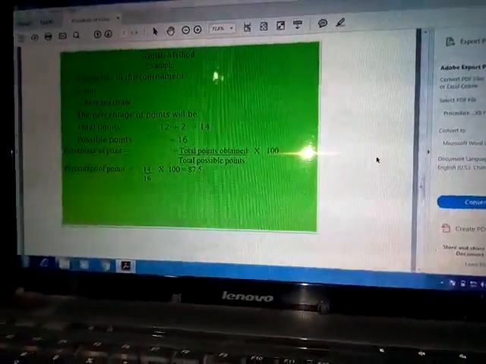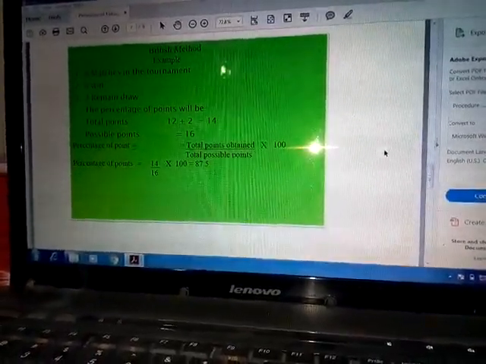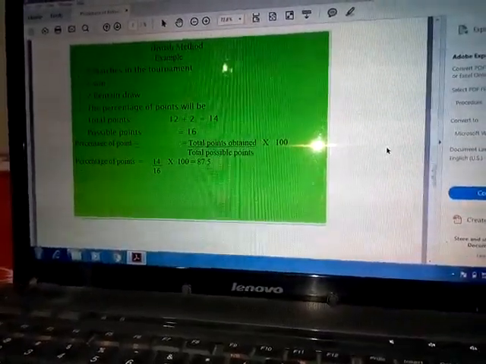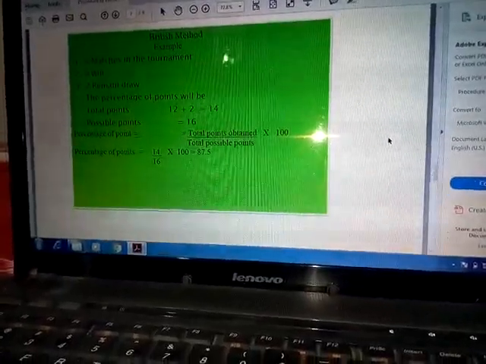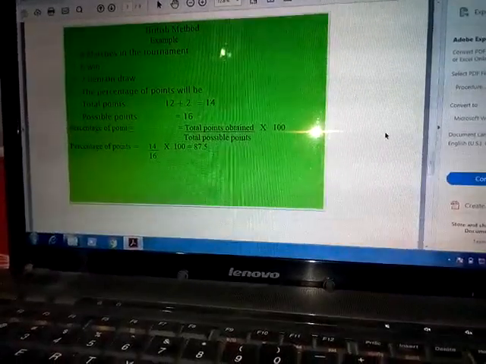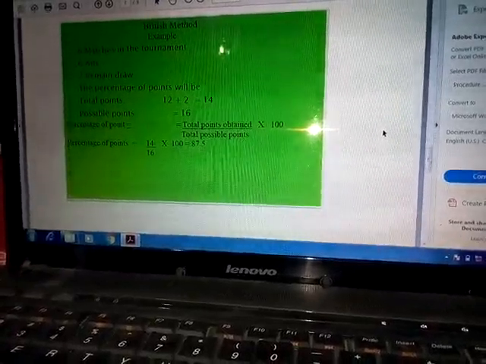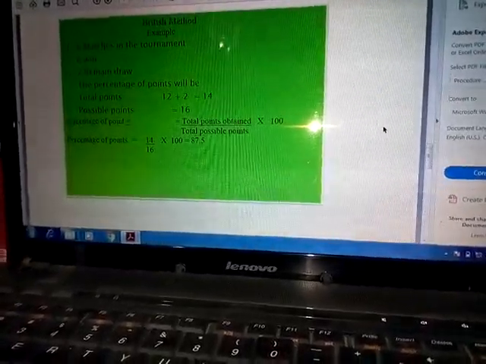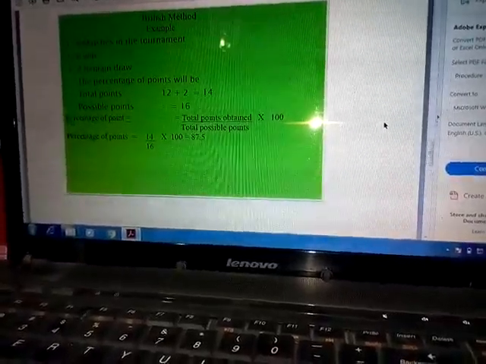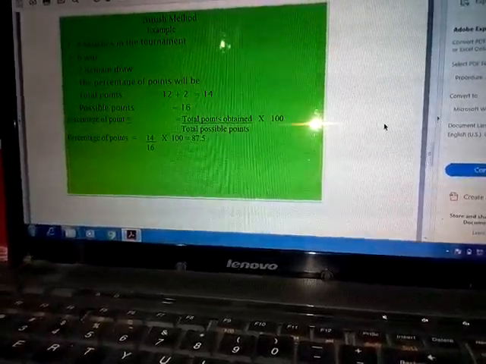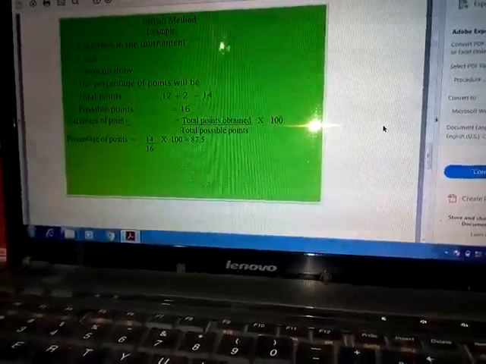British method, example. Suppose we have taken 8 matches in the tournament, and 6 are won and the 2 remaining are draws. The total points are 12, because the 6 matches they have won give 2 points each, so 12 points. Then the 2 remaining draws, in each draw match they get 1 point. So 12 plus 2 is equal to 14. That means the total points they have scored are 14 and the possible points are 16, because there are 8 matches.